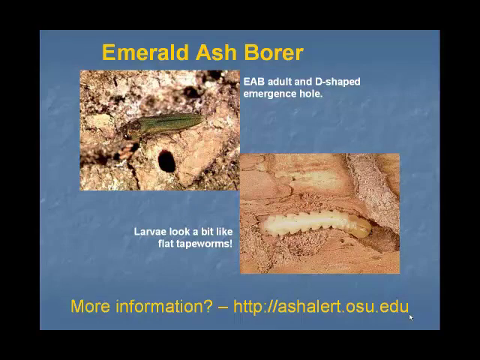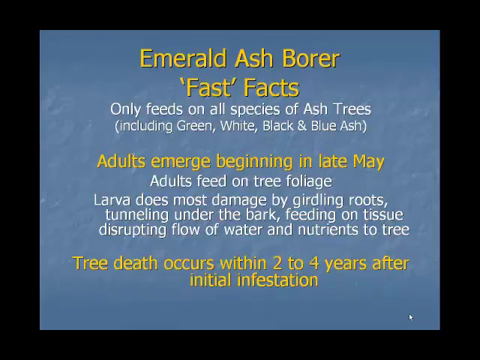The emerald ash borer, as I'm sure many of you are aware, creates a D-shaped emergence hole in ash trees. Now keep in mind what's really important, that you realize that the emerald ash borer really only affects ash trees. The larvae of the emerald ash borer kind of looks like a flat tapeworm, and you will begin to see kind of an S pattern within the layers of the tree once your ash trees have been infected with the emerald ash borer.